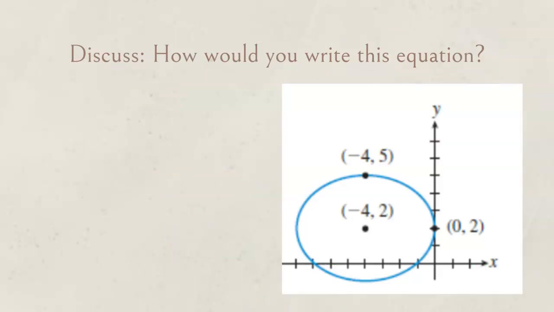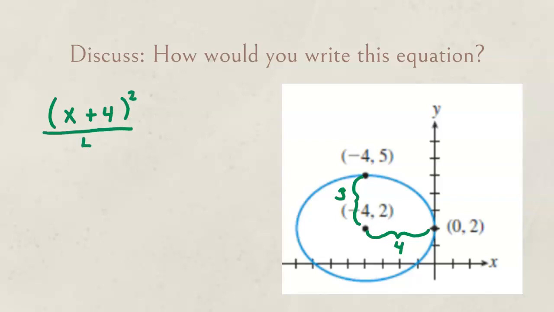In class, we talked about how you would write an equation if you have an ellipse, and you can find the center and you can find the major radius and the minor radius. So here I can figure out that the major radius is going to be the distance from -4 to 0, or 4. And the minor radius is going to be the distance from 5 to 2, or 3. So that means I need my center. The center x coordinate is negative, so that makes it x plus 4 squared, over 4 squared.